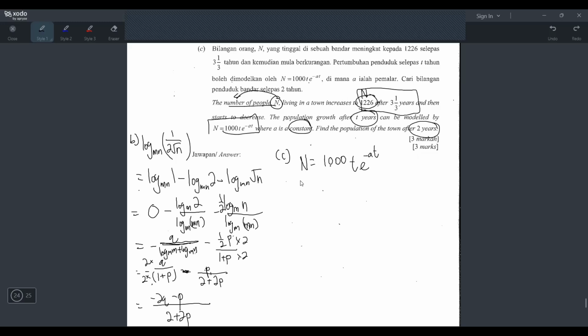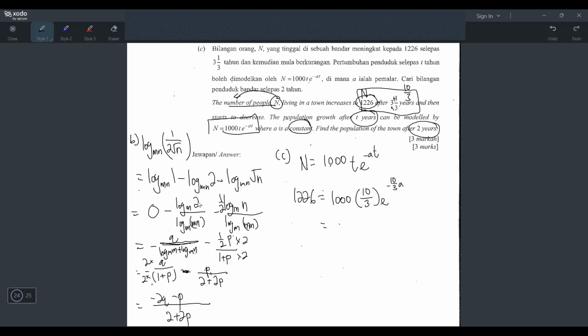So they give you the population is 1226 when the time is 3 1/3. It means when your N is 1226, I can replace my t with 3 1/3 years. But 3 1/3 is actually 10/3, right? If you take 3 times 3, 9, 9 plus 1, 10. So this is 10/3. And then e power negative a times t, which is a times 10/3, 10/3a. And now I will try to find my a. So how to find my a?